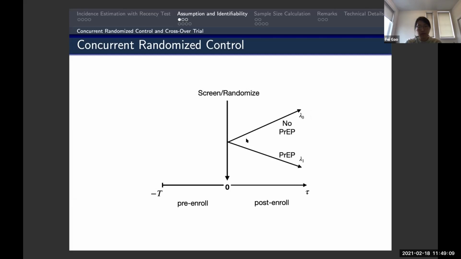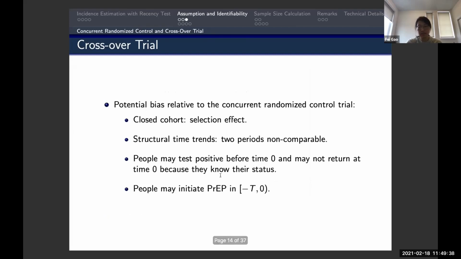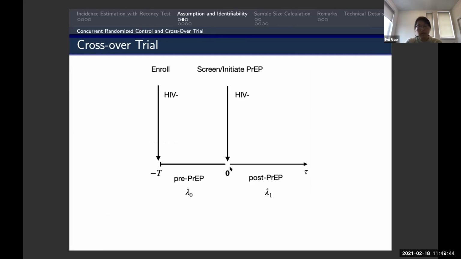So our next example will be a crossover trial. This crossover trial is very closely related to the registrational cohort idea Sheila presented maybe 1 or 2 weeks ago in this seminar series. Suppose that at time -t, we enroll a number of HIV negative subjects. Then we ask them to come back at time 0, and we ascertain their HIV status at time 0. So we know the HIV status of all the subjects at time 0, and for those HIV negative subjects, we recruit them to the trial and follow them up for this PrEP intervention.